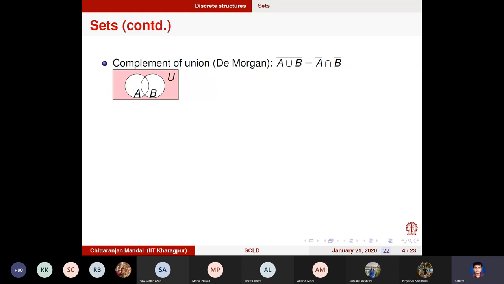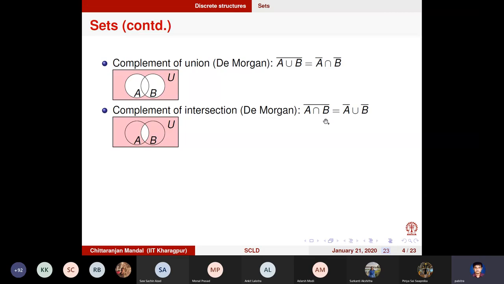And it's easy to verify this law. This is a simple Venn diagram kind of thing. If you take any A, any B, A union B is this pink area. Similarly, you take the complement of A, which is the area outside A, and the complement of B, which is the area outside B, and if you take their intersection, you see it again becomes this pink area. So, well, this is not a proof really, but you have kind of convinced yourself that De Morgan's law holds.